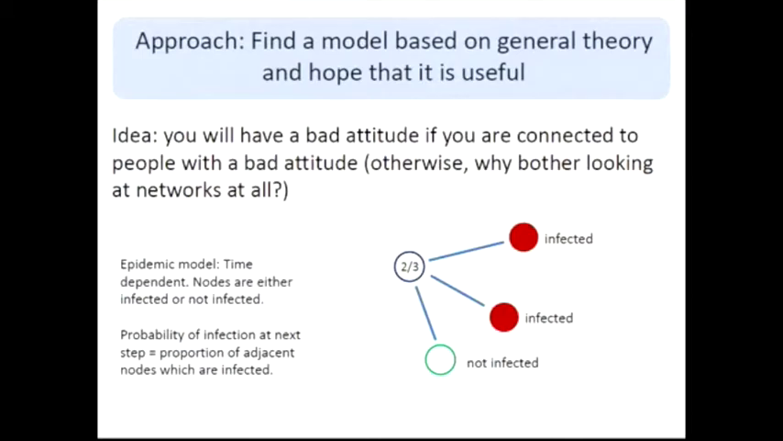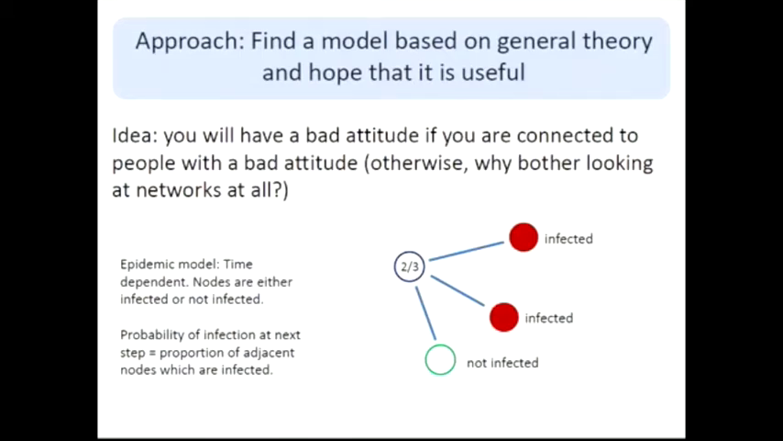There's a standard model for how an epidemic spreads on a network, which goes through time. At each time step, each node in your network is either infected or not infected, so it's just a 0-1 thing. Then the probability of you being infected in the next time step is given by the number of your neighbors who are infected, if you're not infected already. I think it's quite a standard model. Hopefully, you could treat these attitude scores as maybe the probability that you're infected.